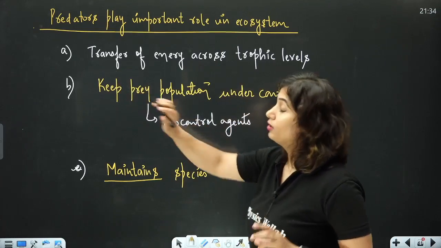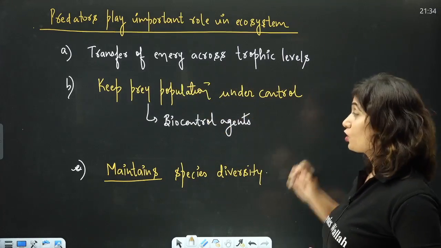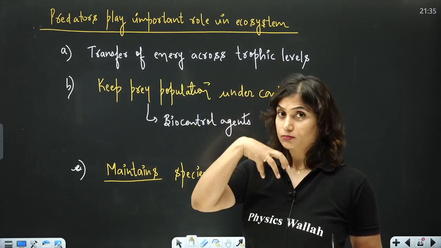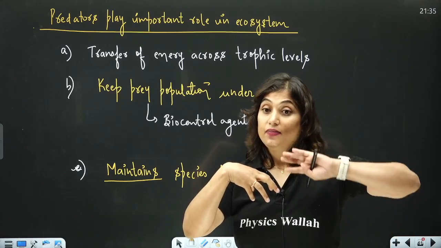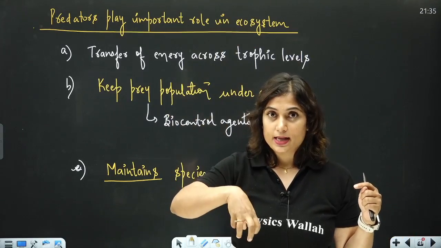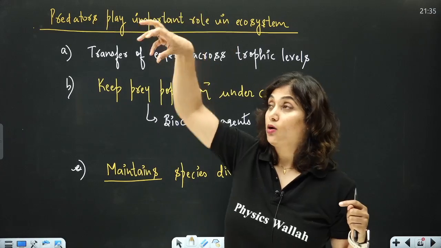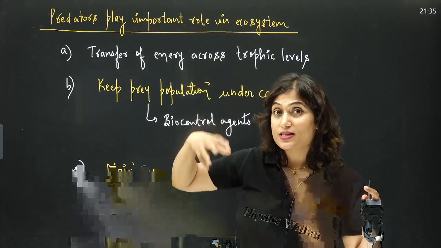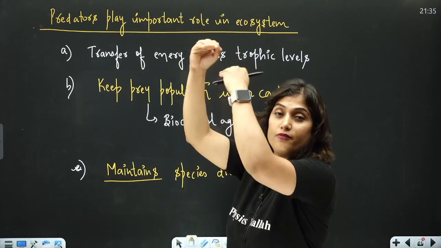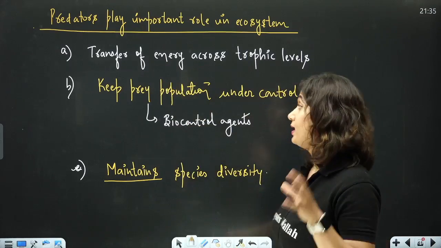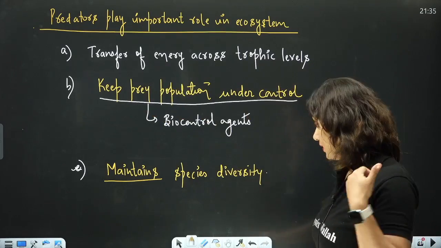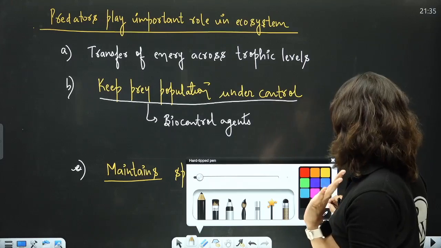The very first function is transfer of energy across the trophic levels. Because the predators eat the prey, they transfer the energy to another trophic level. Herbivores eat plants, then carnivores feed on herbivores, then top carnivores feed on carnivores. So predator is helpful in transferring the energy from one trophic level to another, right? This is a very important line. Second, it keeps the prey population under control. If predator is not there, then the prey population will be uncontrollable and there will be imbalance.